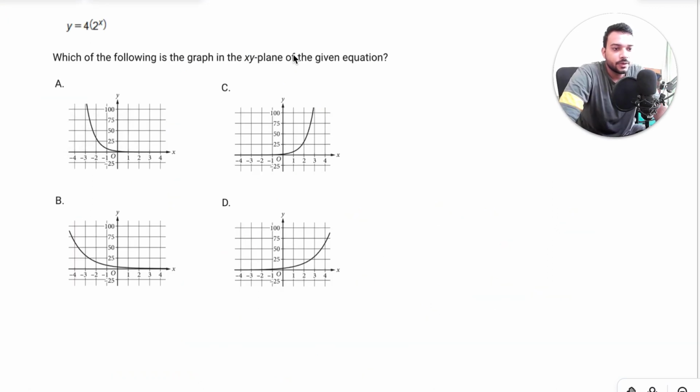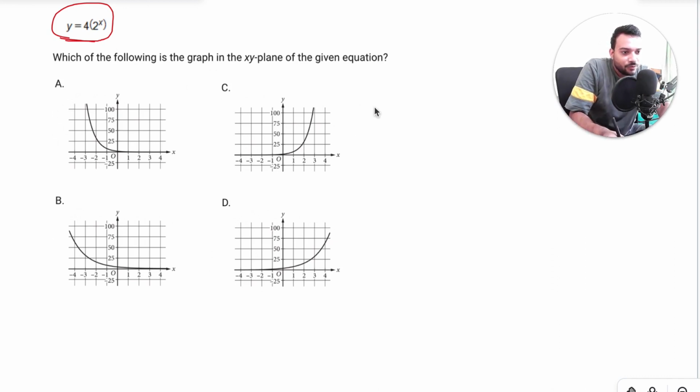Next question. Y is equal to 4 times 2 raised to the power x. Which of the following is the graph in the xy plane of the given equation? Again, a nonlinear function, which is an exponential function in this case. To draw the graph of any given function, it's very important to get an idea of what values it attains on the y-axis corresponding to the x-axis. So we'll do a similar analysis here. There's a standard way to graph the exponential functions. We'll see that as well.